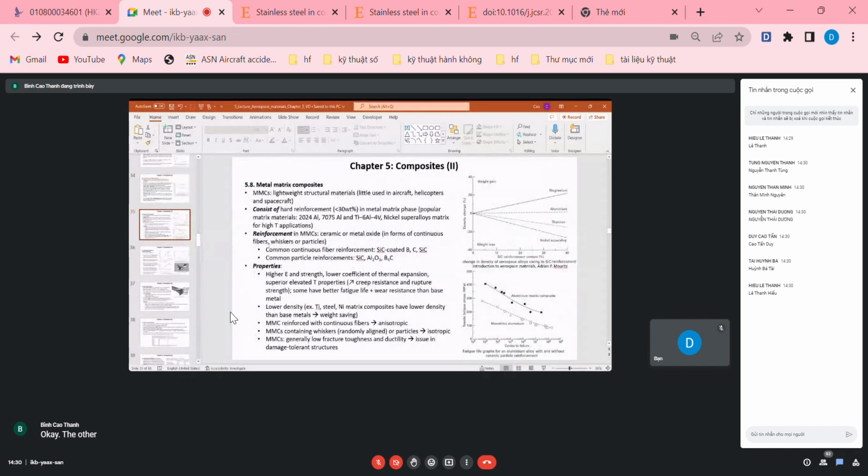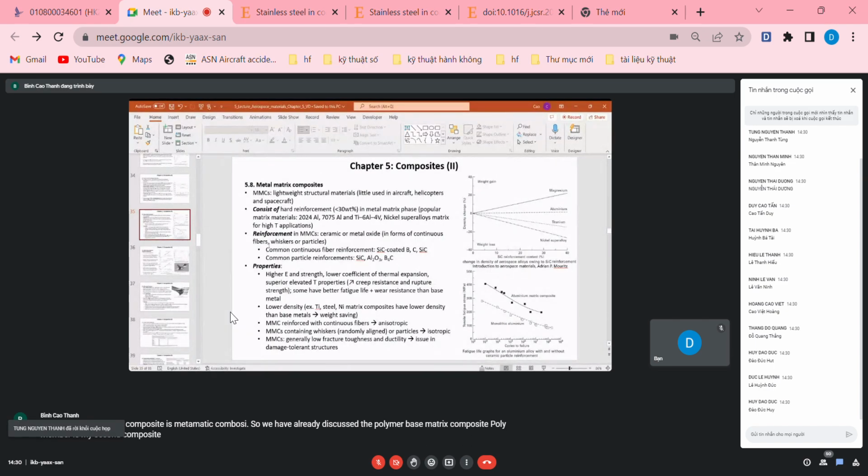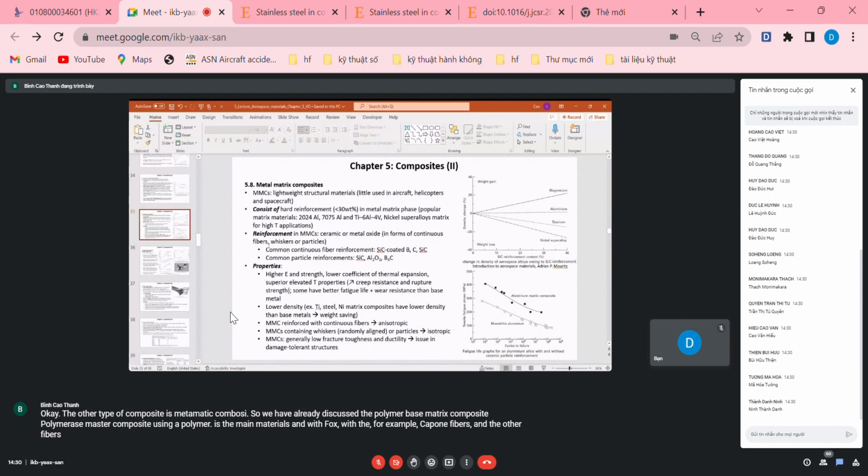The other type of composite is metal matrix composite. So we have already discussed the polymer-based matrix composite. Polymer-based matrix composite uses polymer as the main material and is reinforced with, for example, carbon fibers and other fibers. Metal matrix composite uses metal as the matrix material of the composite.